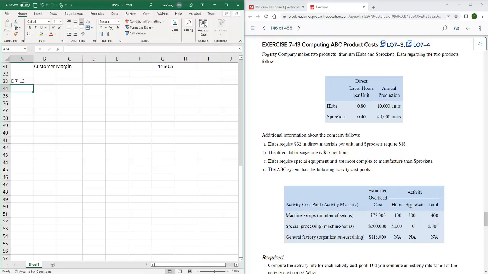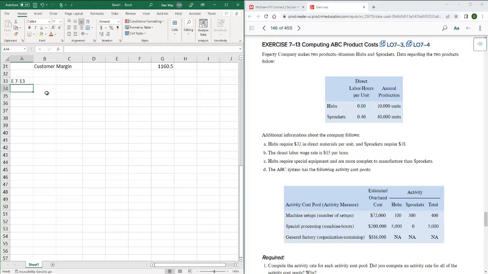Now, right off the bat, I'll just point out quick, the reason we have NAs here for the org sustaining, if you recall from Chapter 7, we do not assign org sustaining costs to individual products or customers or any cost object like that. Okay, there's certainly a cost of doing business, often a very significant or substantial one, but we do not assign them to individual products or customers. We don't want to distort the potential profitability, or our view of that potential profitability, of individual customers or products by assigning those types of costs.